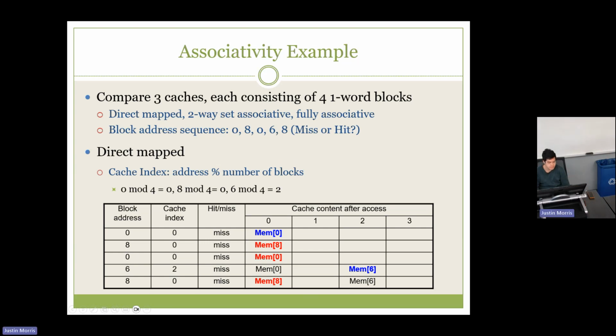So 8 and 0 just keep fighting over cache index 0, right? So this is one of the downsides of direct map cache. Yeah, so would that be a capacity or a conflict miss? These are conflict misses.